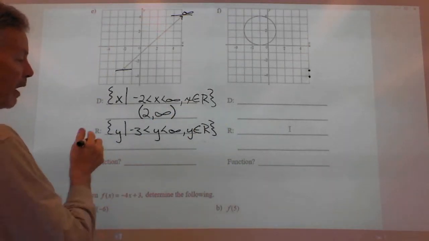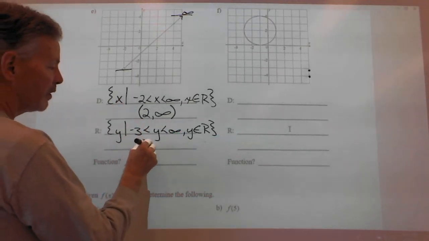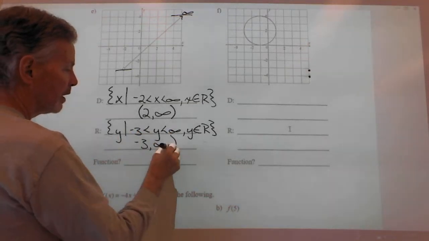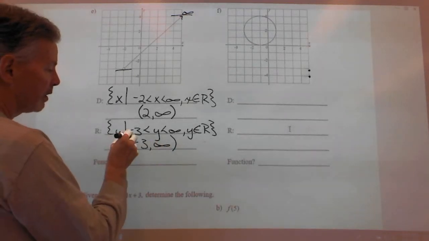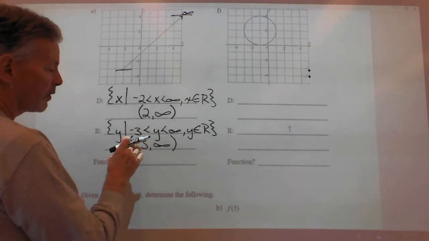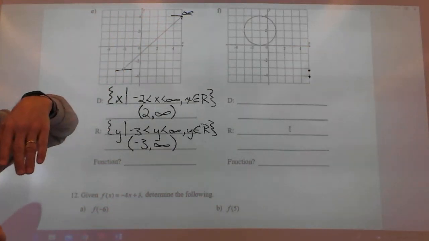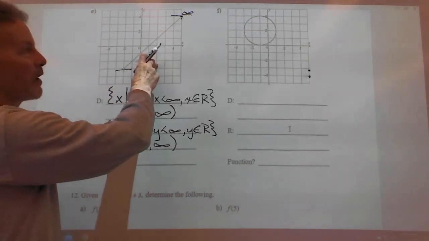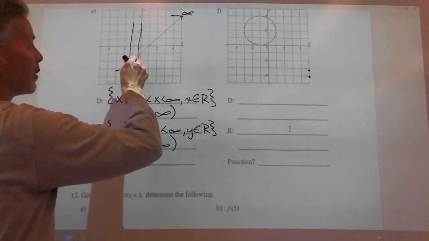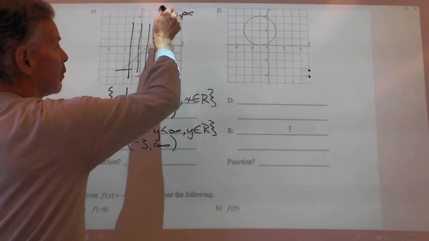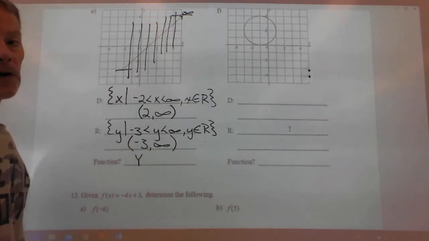Okay? For our interval notation, same idea, exactly the same values, -3 and infinity. Infinity can never be reached, so we have a round bracket. -3 is not included, so we also have a round bracket. Now, is this a function? Remember, if you have a graphed line, it's easy. Apply the vertical line test. No matter where you drop a vertical line here, it only crosses once. So we say, yes, this is a function.